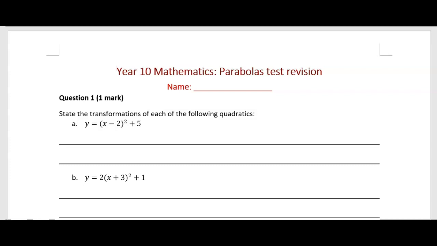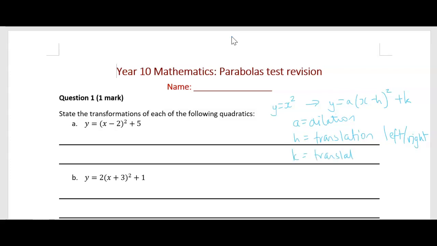Now what it should actually have added in is that we're going from the basic quadratic, which is y equals x squared, to the quadratic in turning point form. All right, so that's what's going to tell us the transformation. So A is your dilation, H is your horizontal translation, so translation left or right, and K is also translation, but it goes up or down.